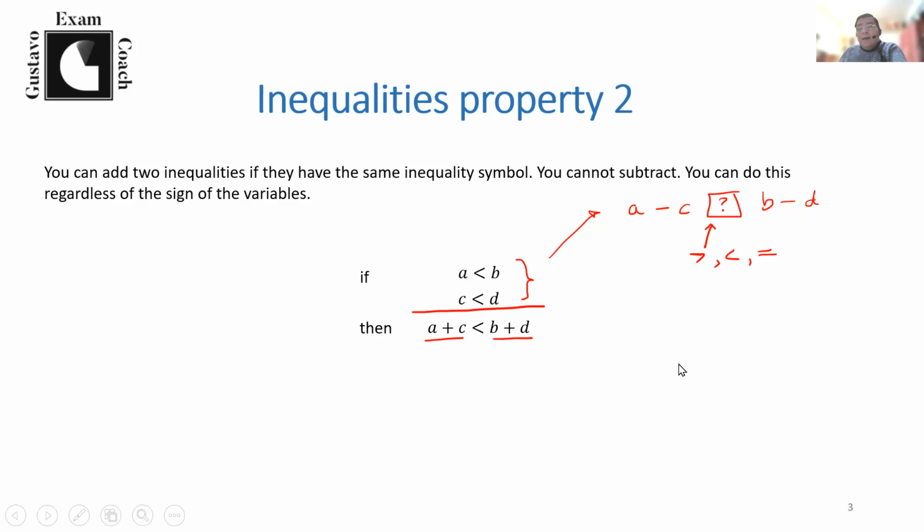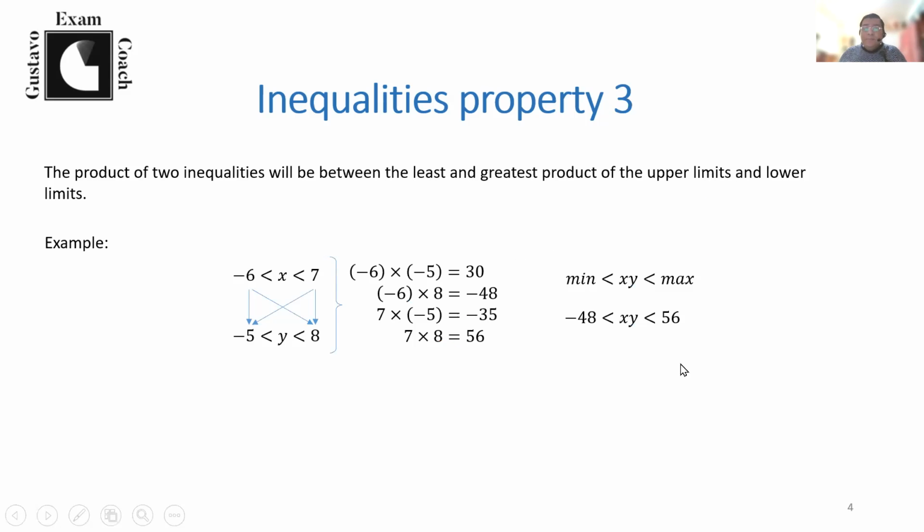Let's try inequality property number 3. The product of two inequalities can be found between two end values, the least and the greatest product of the upper limits and lower limits for each of the algebraic expressions or variables in each inequality. Consider, for example, a double inequality, x is greater than -6 and at the same time less than 7. And then you have another double inequality, y is greater than -5 and less than 8.